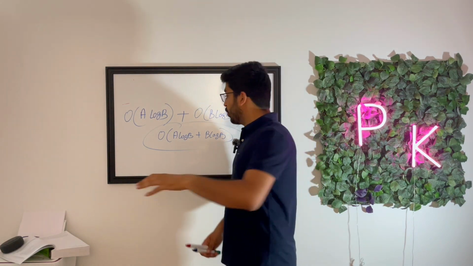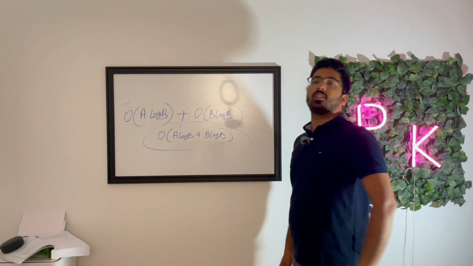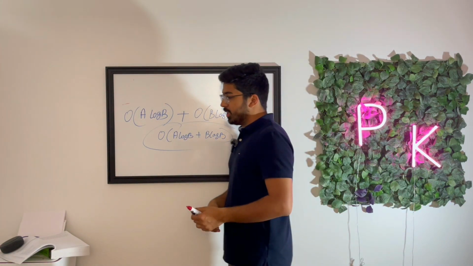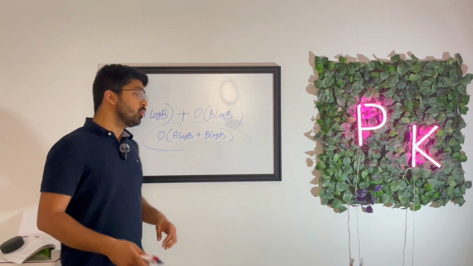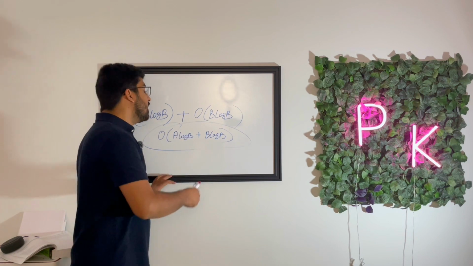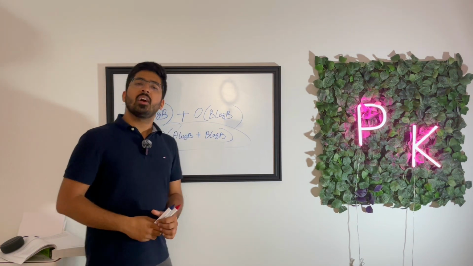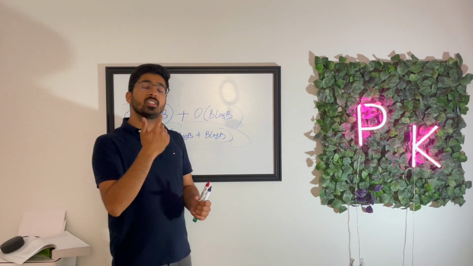Now I have a question for you. Can we break down this answer over here into simpler terms? The answer for that is, unfortunately, no. Why? Because again, we do not know the relationship between A and B. So this is the best answer we can have, and this is the best we can break down this problem into a time complexity.